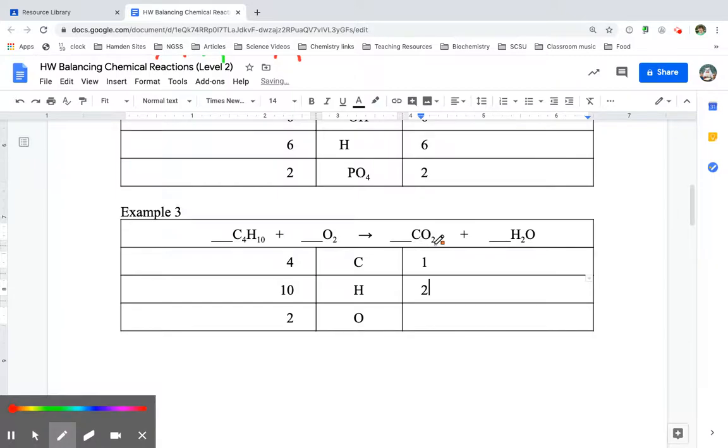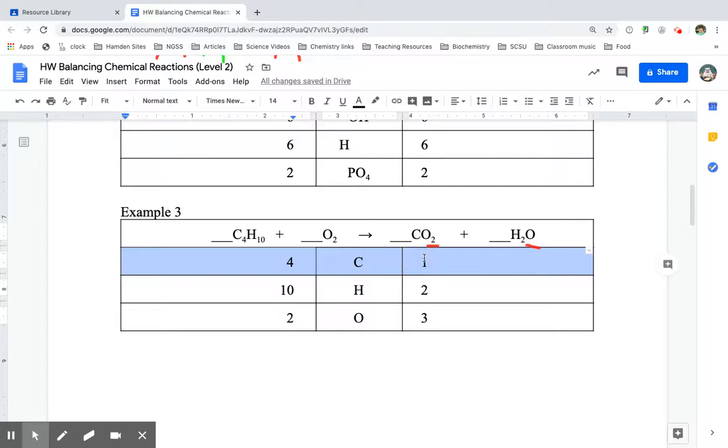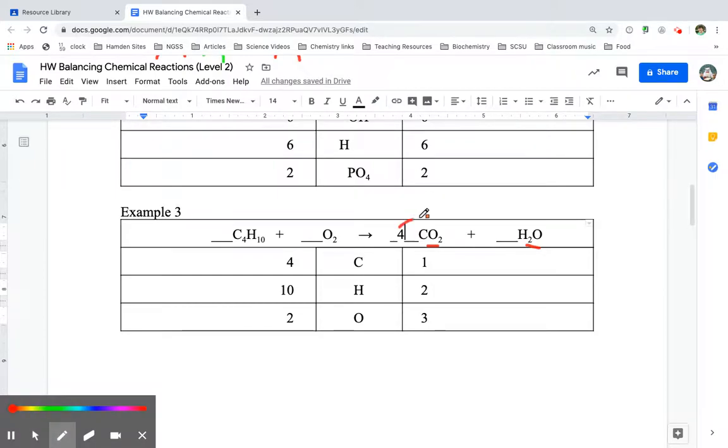Remember, combustion reactions are harder because we have oxygens here and here. So 2 plus 1 gives me 3 oxygens. All right, let's fix the carbons first. I need 4 on this side, so I'm going to put a 4 right there. Okay, so it changes my carbons. 4 times 1 gives me 4.